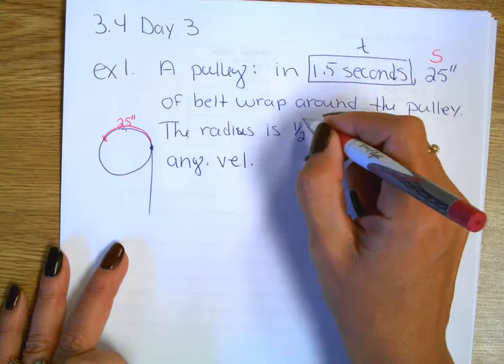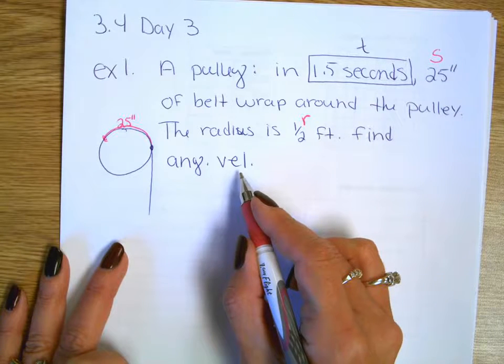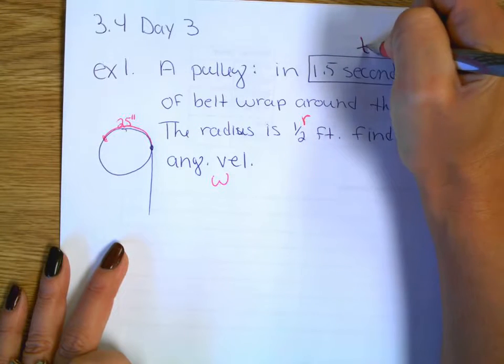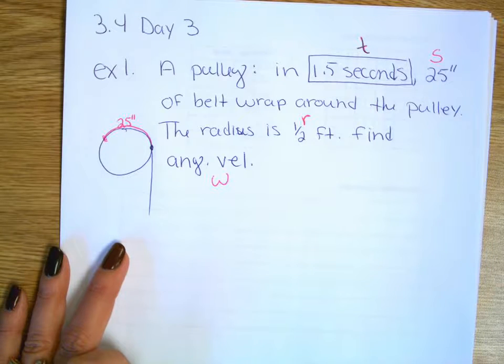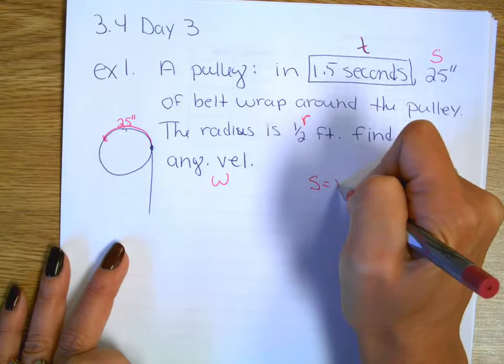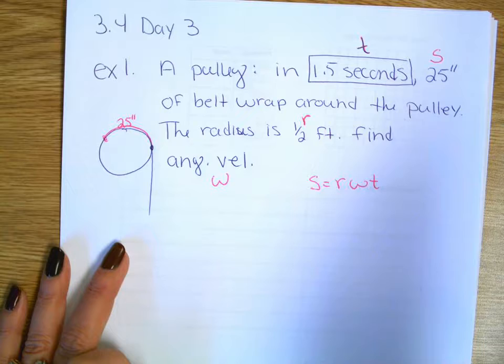Radius is a half a foot. And label what you're trying to find. Angular velocity. What letter is that? Omega. Well, now that we've identified the variables, let's pick our formula first, and then we'll take care of any red flags. Is there a formula that works with these 4 letters? S equals RWT. Okay, there it is. S equals RWT. Another point for you.